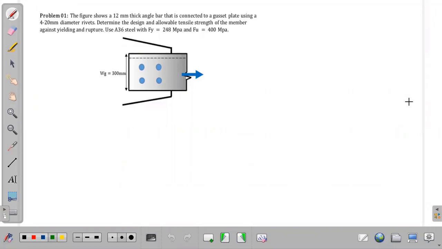Okay, so nakikita nyo yung screen? White screen. Yes, ma'am.